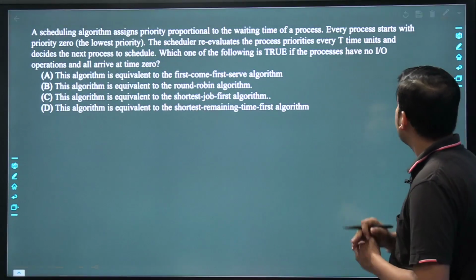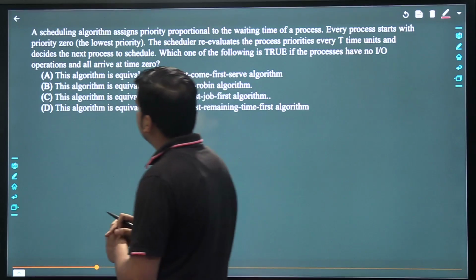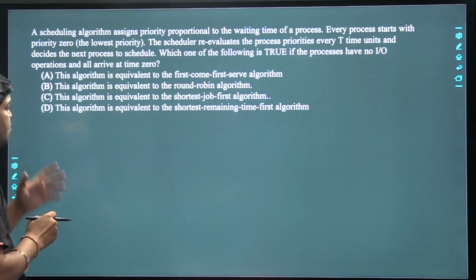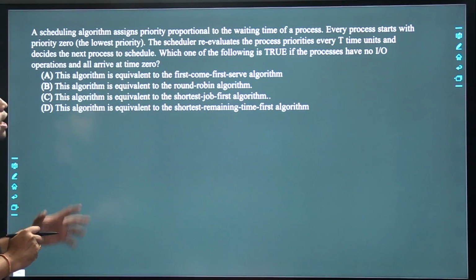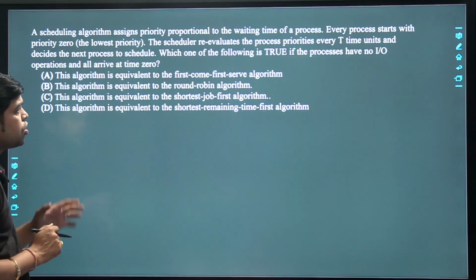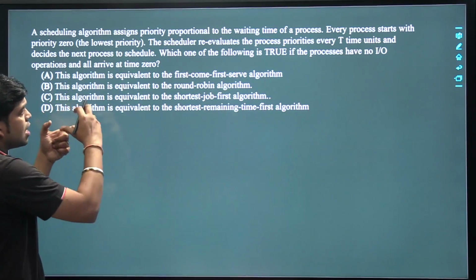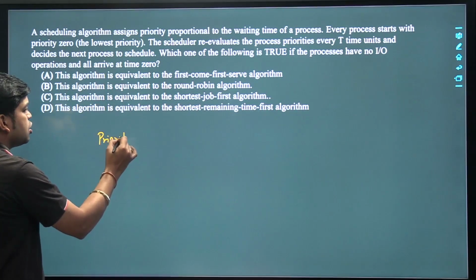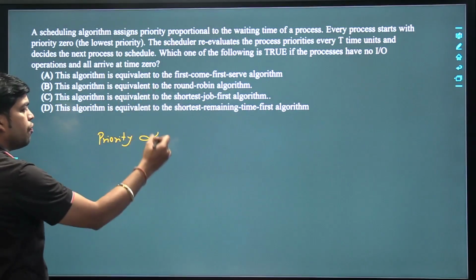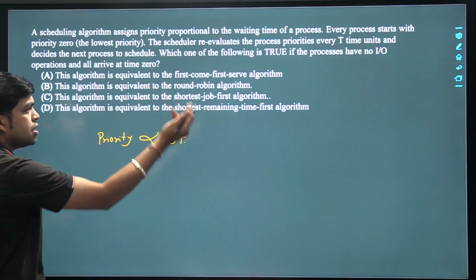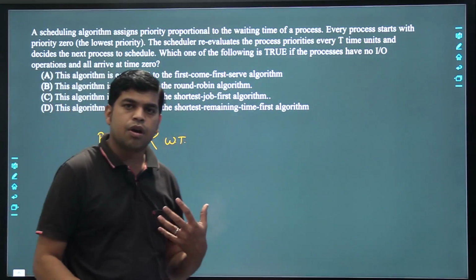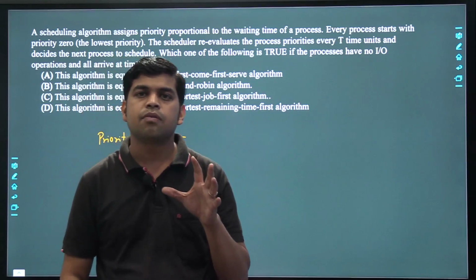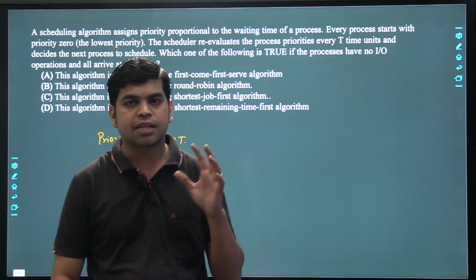Now the next question. A scheduling algorithm assigns priority proportional to the waiting time of a process. Got it? What is the question? The priority is directly proportional to the waiting time of the process, meaning if a process waits for a long time, the priority will be high. Got it? So that is the logic of this.